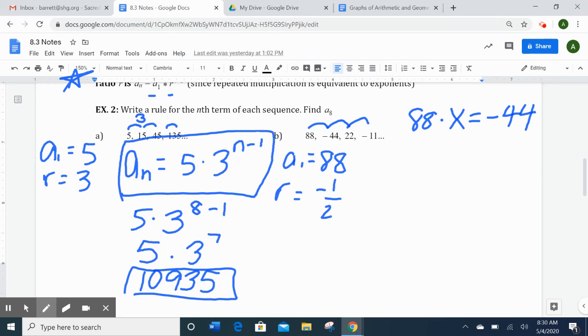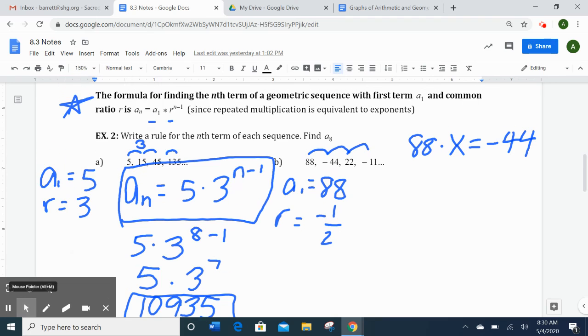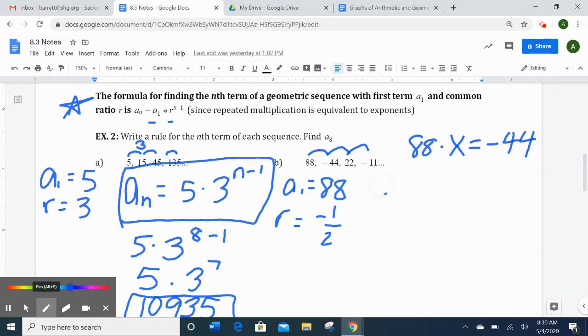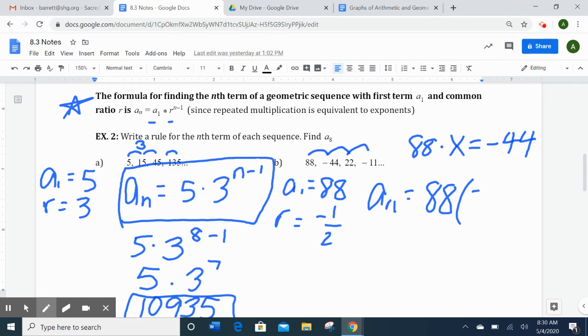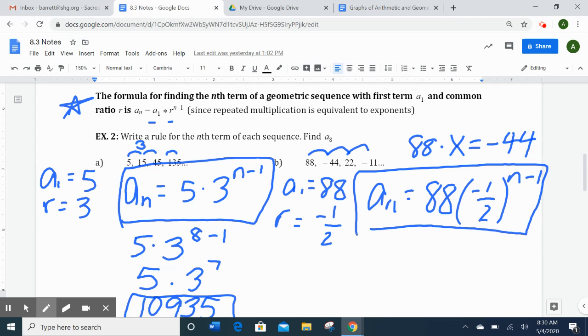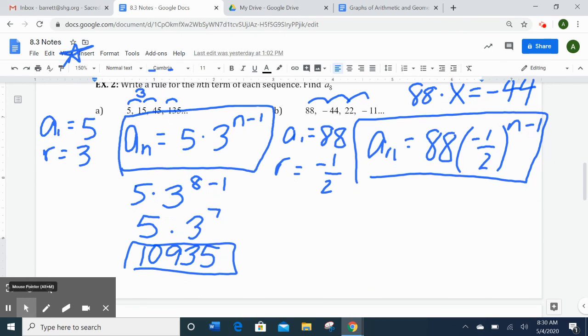So the formula up here, a sub n equals a sub 1, which is 88, times, I'm just going to put it in parentheses like this because it's a fraction, negative 1/2 to the n minus 1. So that right there is the formula. Note that it's not negative 44 to the power of the fraction. The multiplied numbers stay separate.